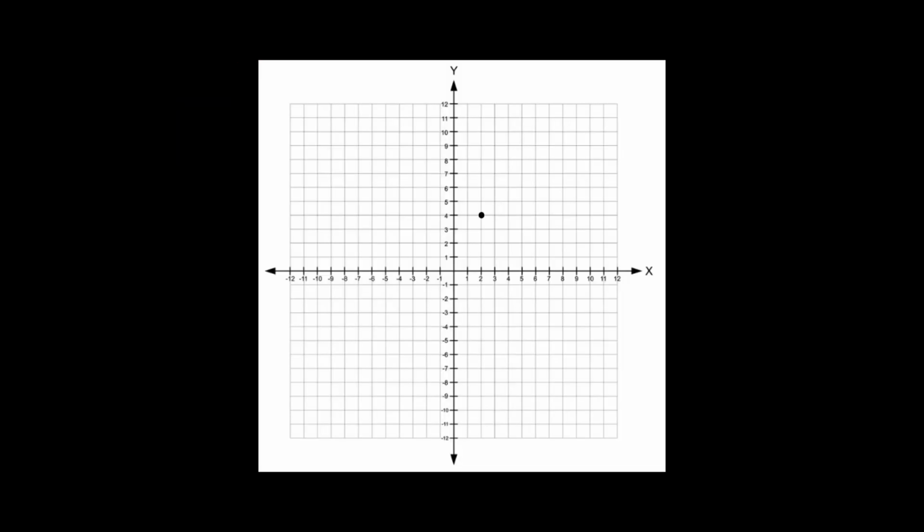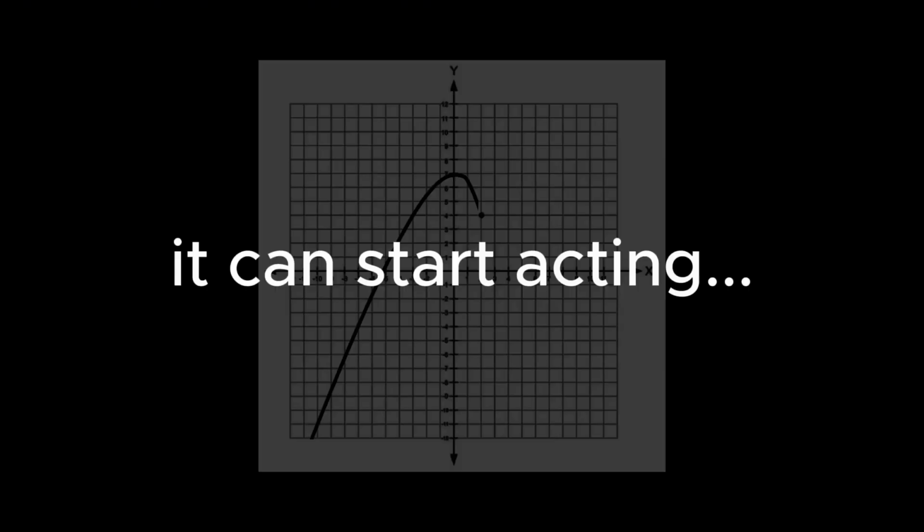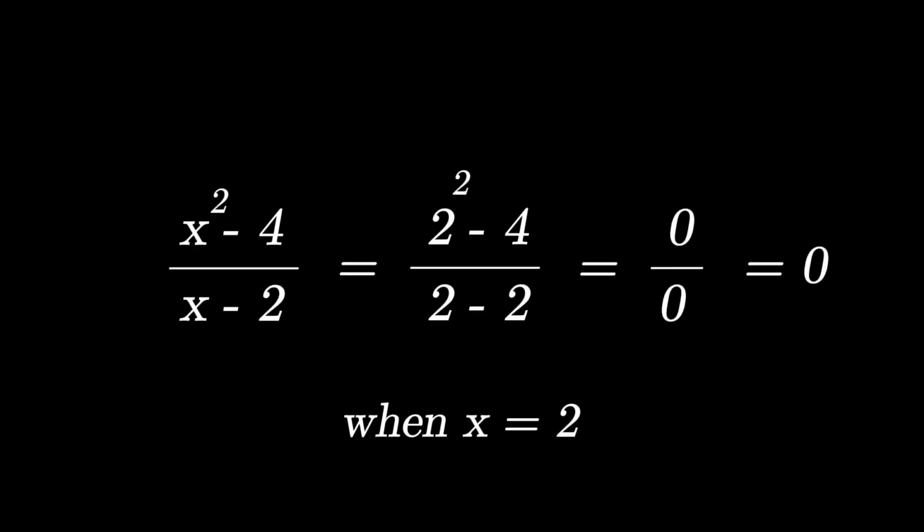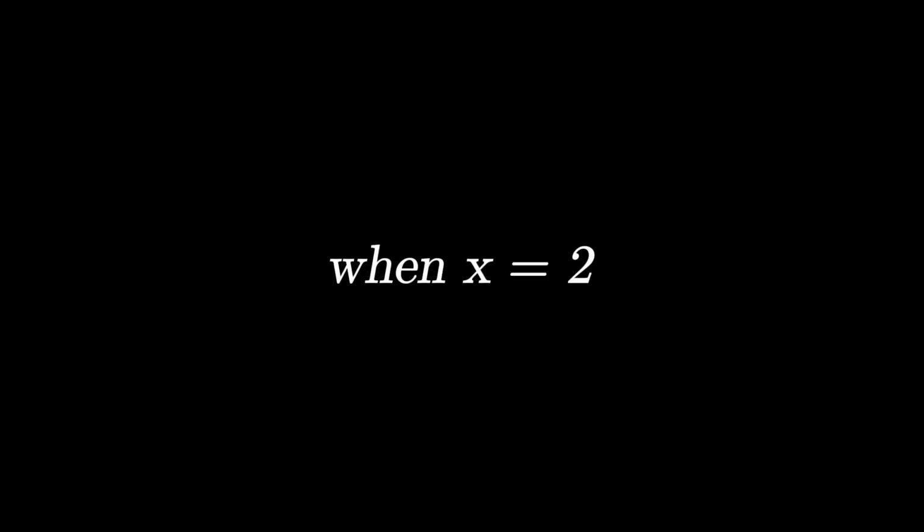But for the rest of us, think of it as a point on a graph that when the line gets closer and closer to it, it can start acting weird. For example, why don't you try to evaluate this function? You can't because it equals 0, which means we can't find out what the line does at x equals 2.